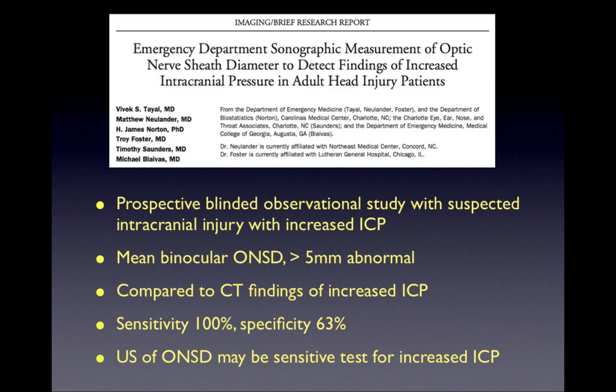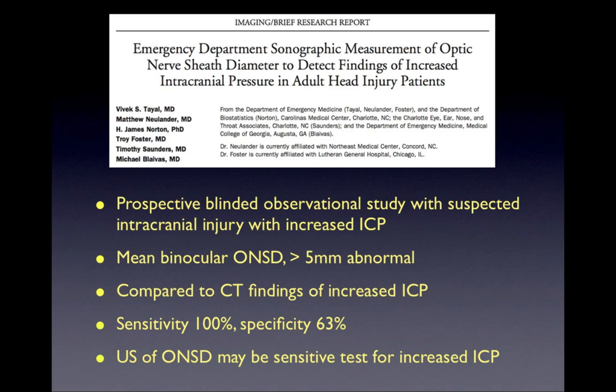with suspected intracranial injury with increased intracranial pressure. So they used a mean binocular optic nerve sheath diameter, and they considered greater than 5 millimeters abnormal. As the gold standard, they compared it to CAT scan findings of increased intracranial pressure. So this can include effacement of the sulci, collapse of ventricles. There's a number of different things that are used as markers.